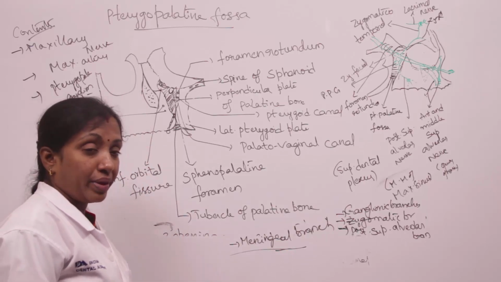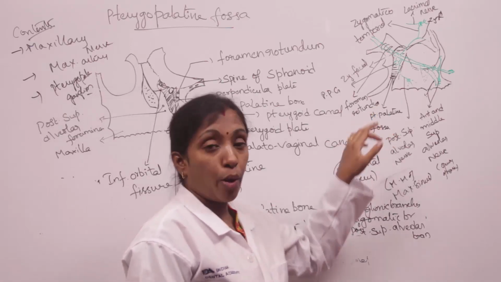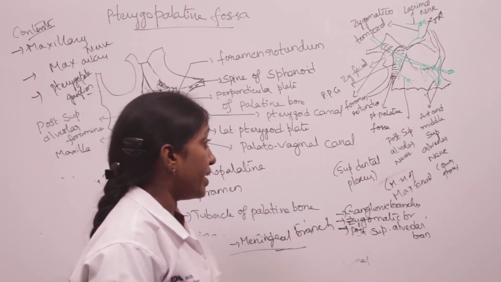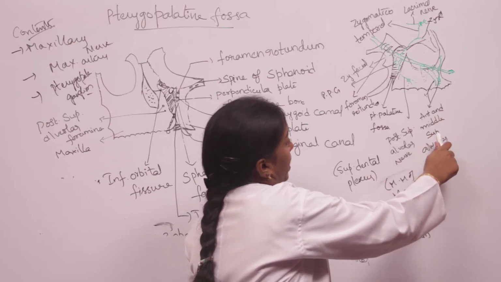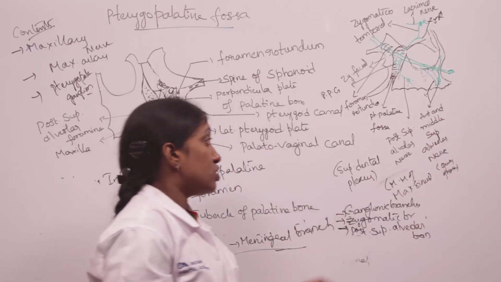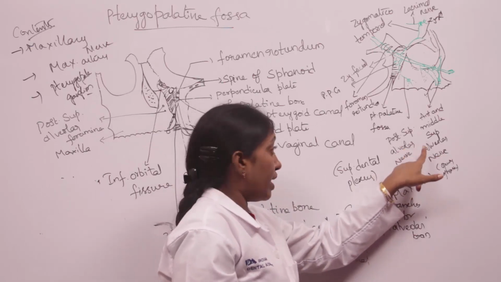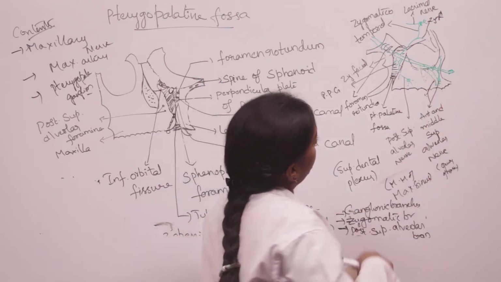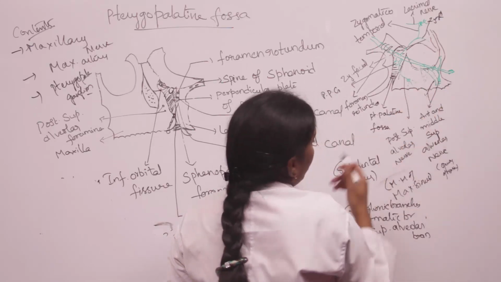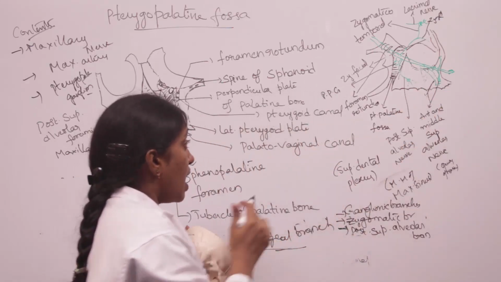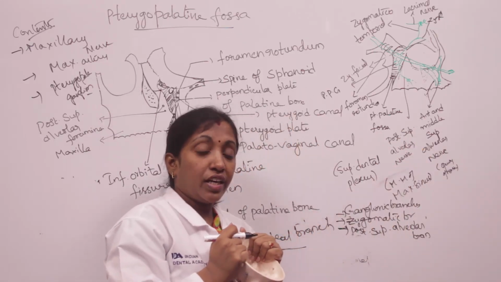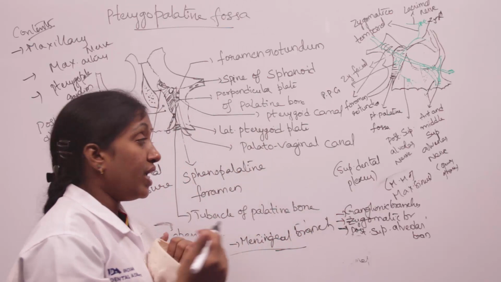Okay, and coming to the branches that are given by the maxillary nerve in the infraorbital fissure or inferior orbital fissure. In the inferior orbital fissure, the maxillary nerve gives two branches: one is the anterior superior alveolar nerve as well as the middle superior alveolar nerve. Coming to the middle superior alveolar nerve, it passes along the lateral wall of the maxillary sinus and it supplies the adjoining gum and mucous membrane of the premolar tooth.